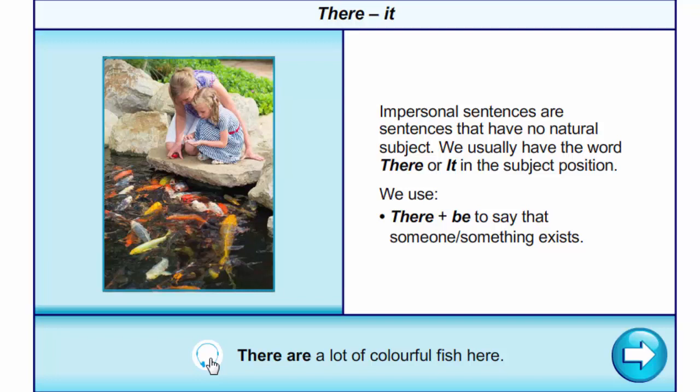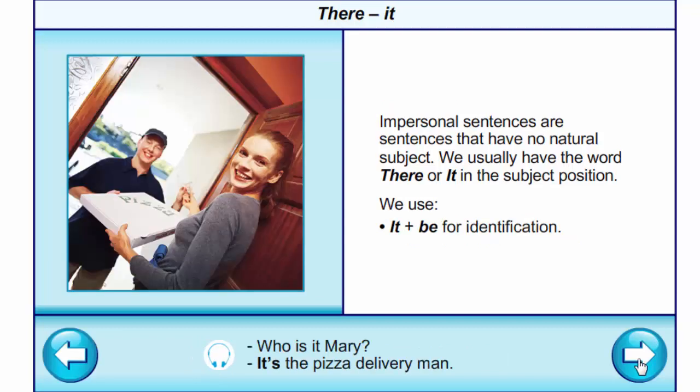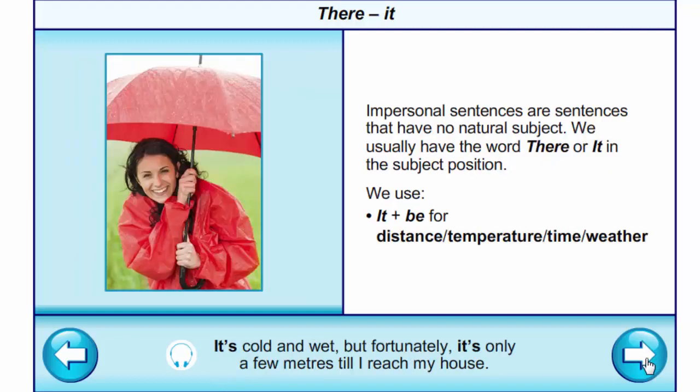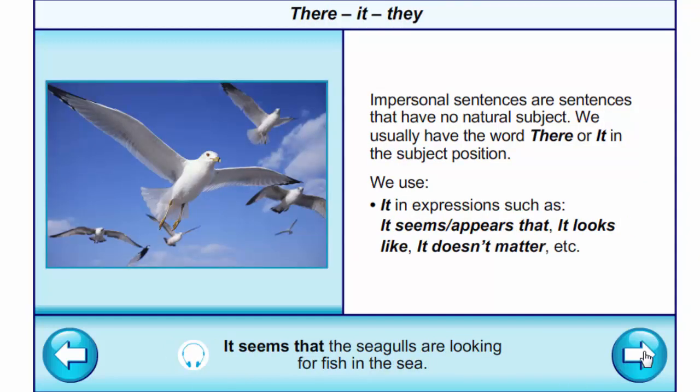There are a lot of colourful fish here. Use it plus be for identification. Who is it, Mary? It's the pizza delivery man. We use it plus be for distance, temperature, time, weather. It's cold and wet, but fortunately, it's only a few meters till I reach my house. We use it in expressions such as it seems, it appears that, it looks like, it doesn't matter, etc. It seems that the seagulls are looking for fish in the sea.